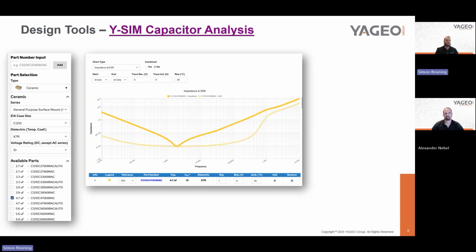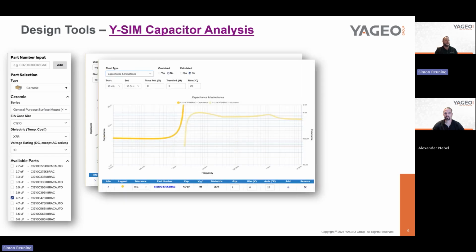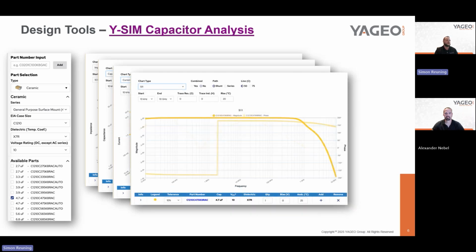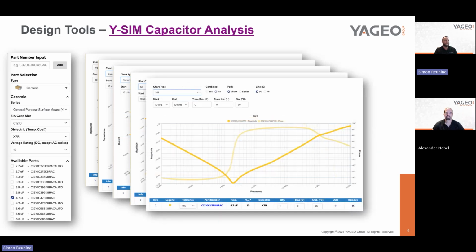You can simulate it based on the bias voltage of your actual application. So that makes it very useful. You can also check what the capacitance and inductance are going to look like. When do you enter which region? What's my frequency dependency? What's my limit? What can I run this capacitor at? You can start looking at the current and the voltage rating of those products. You can even simulate the S11 and S21 parameters.